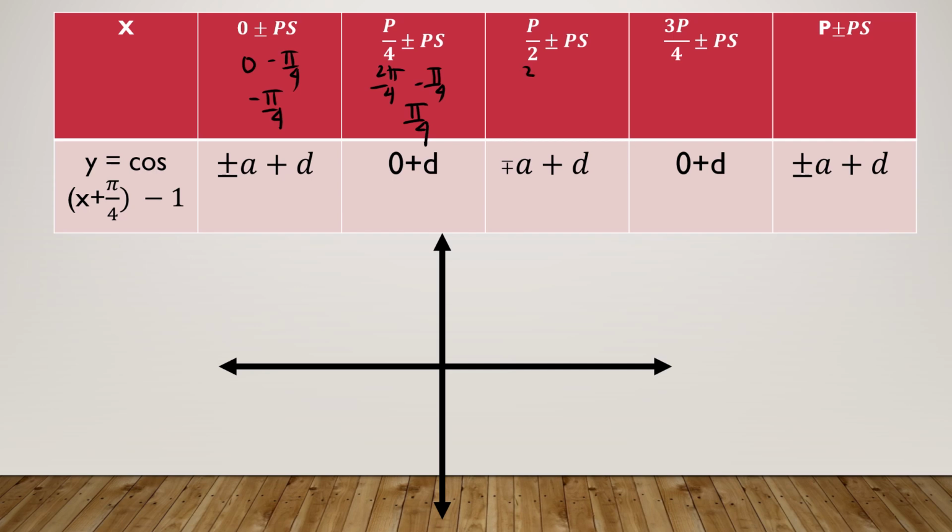For P, we have 2 pi over 2 minus pi over 4. So getting the LCD, we have 4. 4 divided by 2 is 2 times 2 is equal to 4 pi. 4 divided by 4 is 1 times pi is pi. So 4 pi minus pi is equal to 3 pi. Therefore, we have 3 pi over 4. As you can see, we just simply add 2 pi over 4. Negative pi over 4 plus 2 pi over 4 is pi over 4. Pi over 4 plus 2 pi over 4 is 3 pi over 4.